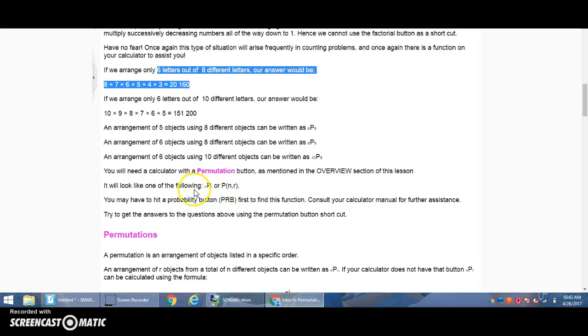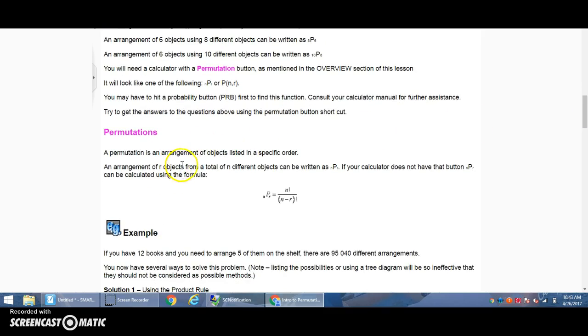Okay, so this is called a permutation. A permutation is an arrangement of objects listed in a specific order. An arrangement of R objects from a total of N objects can be written as this. Now we're going to look at this a little bit differently. This is saying I'm going to choose R objects from N objects. So there are N things, and I'm going to choose a bunch of them and order them.